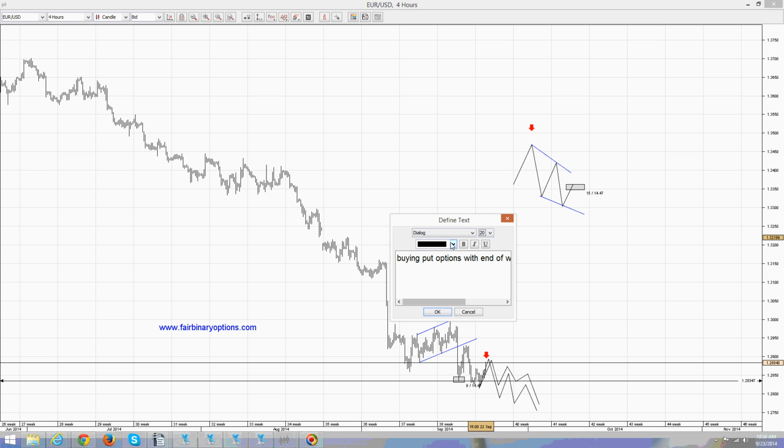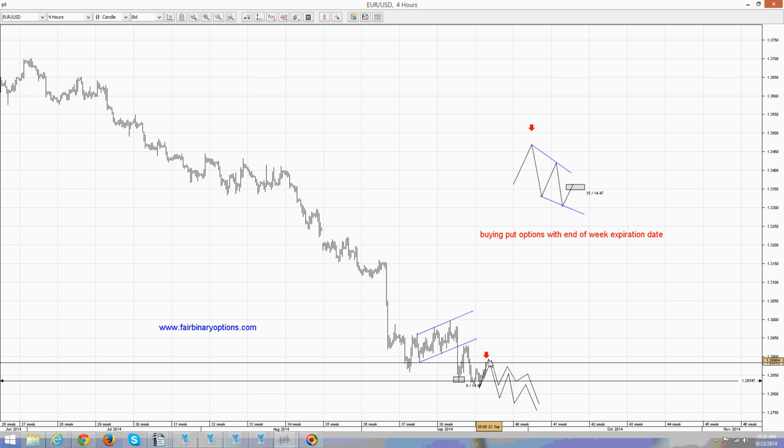Any contracting triangle, or any triangle as a matter of fact, means nothing but consolidation, and we need to avoid, let's say, ending the leg of a triangle with a bit more time. And therefore end of week expiration date is the name of the game. It means that the option will expire at the end of the week on Friday, when the US equity markets are going to close. And this is the analysis today.